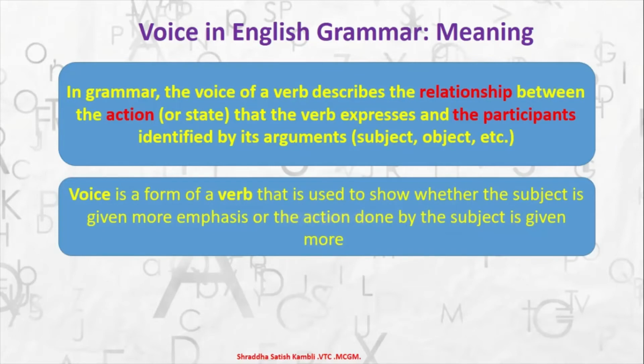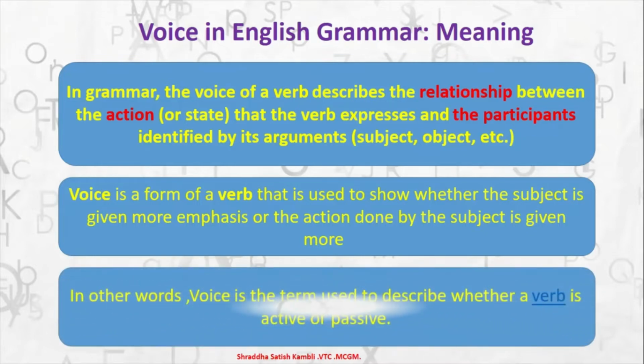Now, we can also say that voice is a form of a verb that is used to show whether the subject is given more emphasis or the action done by the subject is given more emphasis. Emphasis means importance. So according to the voice of the sentence, you will be able to understand whether the subject is being shown as important or whether the action which is done by the subject is being shown as important. Okay, don't get confused at this point. When we look at examples, you will understand better.